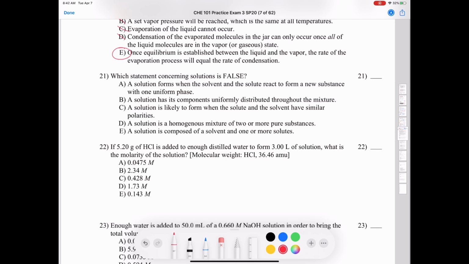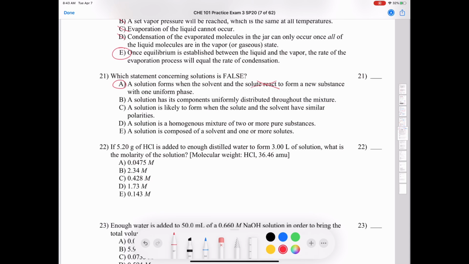Part 2. Question 21. Which statement concerning solutions is false? A: A solution forms when the solvent and the solute react to form a new substance. I see a problem right away. When we're making a solution, we're not having any kind of reaction.